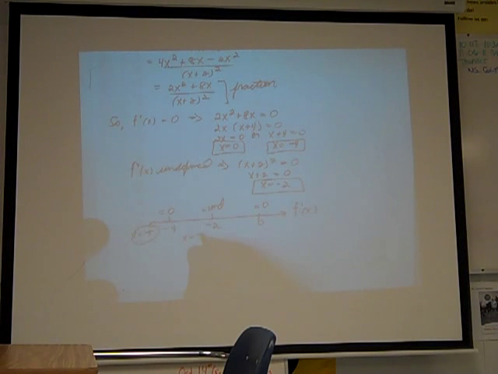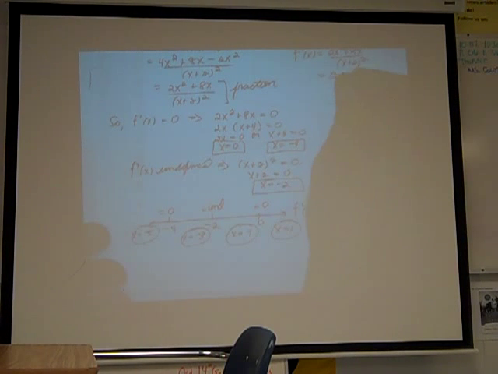Between -4 and -2, how about -3? I'll use -1. And I'll use +1. Now, where do I plug those points into? I plug them into the derivative. And we have that f prime of x equals (2x squared plus 8x) over (x plus 2) squared.